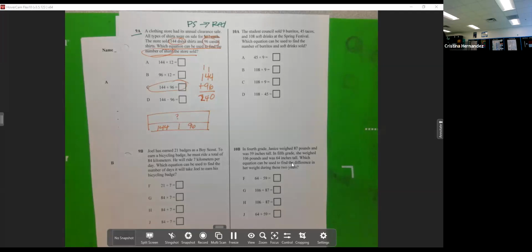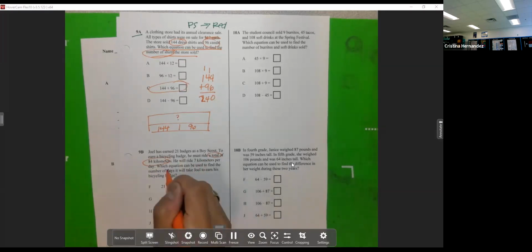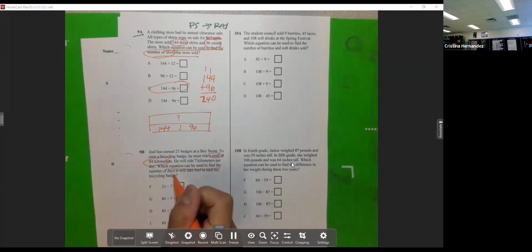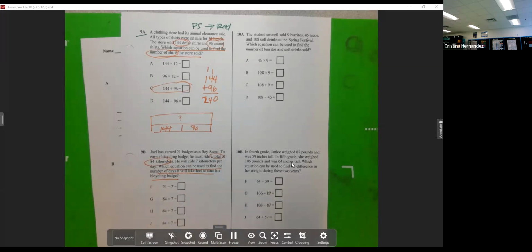So let's see, 9B. Joel has 21 badges. This one's kind of tricky. Joel has earned 21 badges as a Boy Scout. To earn a bicycling badge, he must ride a total of 84 kilometers. He will ride 7 kilometers per day. Which equation can be used to find the number of days it will take Joel to earn his bicycling badge?